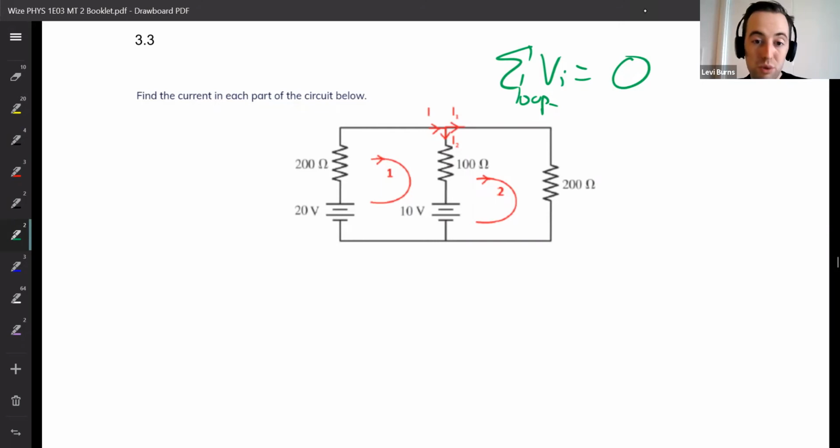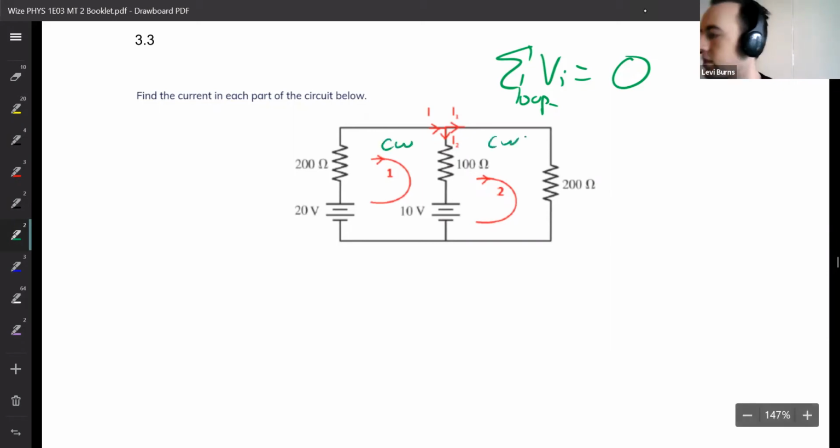Before we can use the loop rule, we have to define the loops. So I'm defining loop 1 to be this clockwise loop here, and loop 2 to be this clockwise loop here. In the same way, before we use the current rule, we have to define the currents.